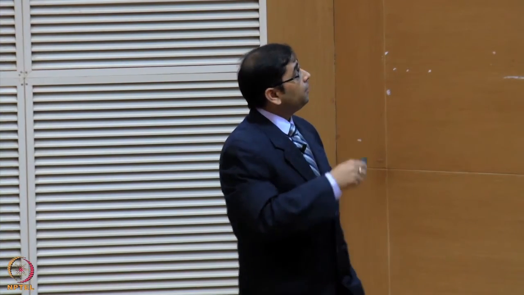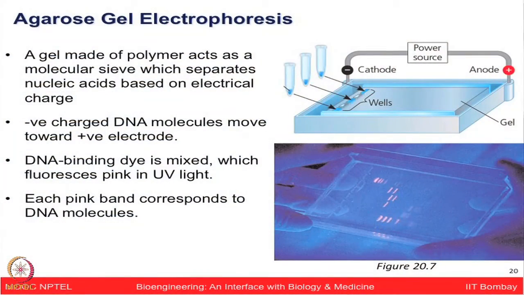So, the technique known as Agarose Gel Electrophoresis is useful for separating DNA on gel matrices, where the DNA is negatively charged, so it can move towards the positive electrode, and this property is used to separate DNA in this particular type of gel electrophoresis.